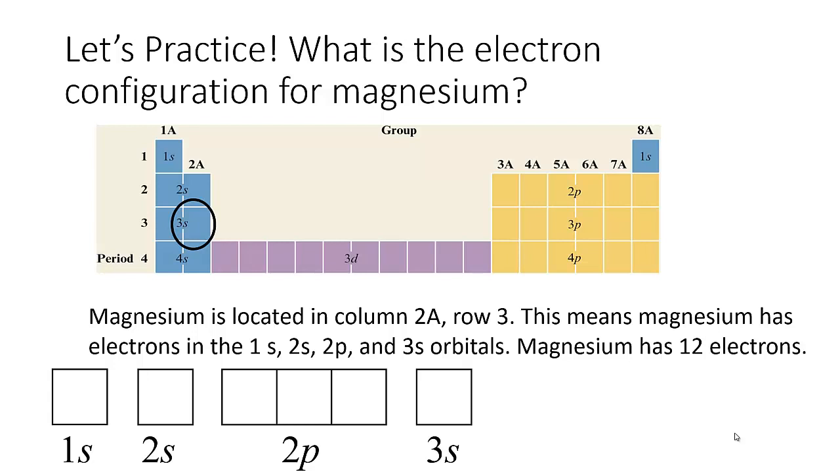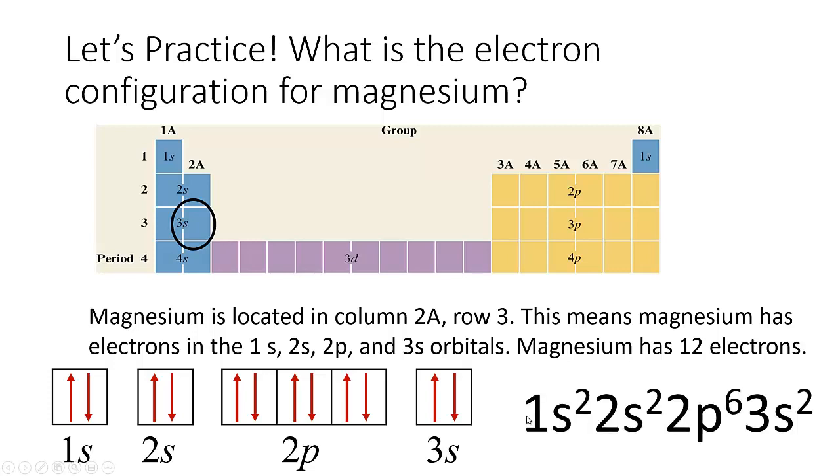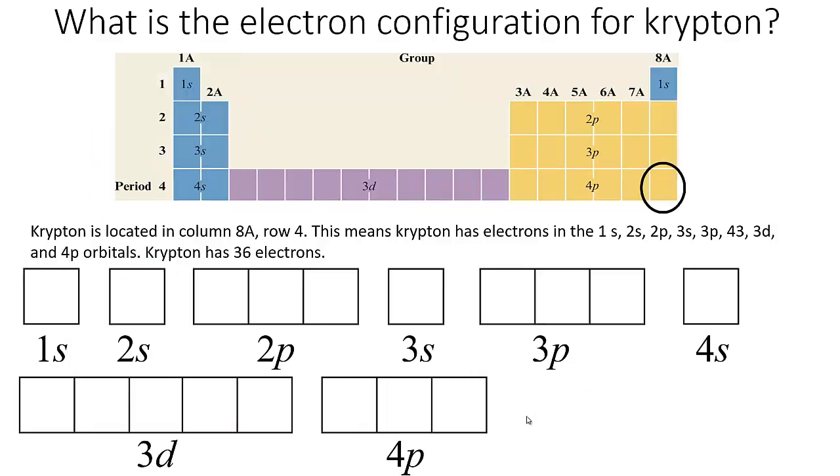So now I need to put those 12 electrons into my boxes. I fill my 1s first, then my 2s, then all my up arrows for 2p, then all my down arrows, then my 3s, and it's filled. That is my orbital configuration, and this is my electron configuration. So you can see you have 1s2, 2s2, 2p6, and 3s2.